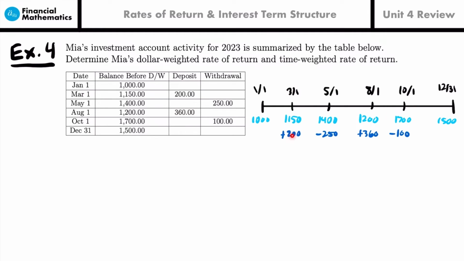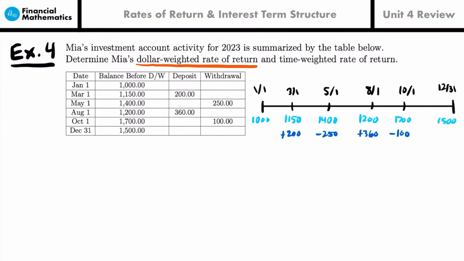This is typically how I like to write out that information given in these tables for these types of problems involving a dollar-weighted and time-weighted rate of return, because it makes it really easy for us to set up the equations to calculate each of these rates. And let's start with the dollar-weighted rate of return.